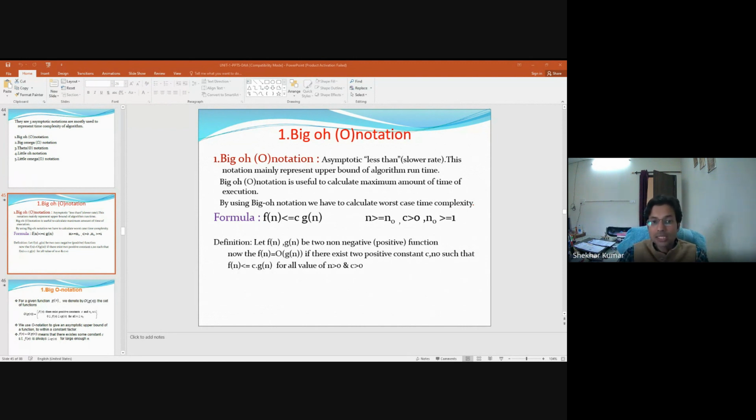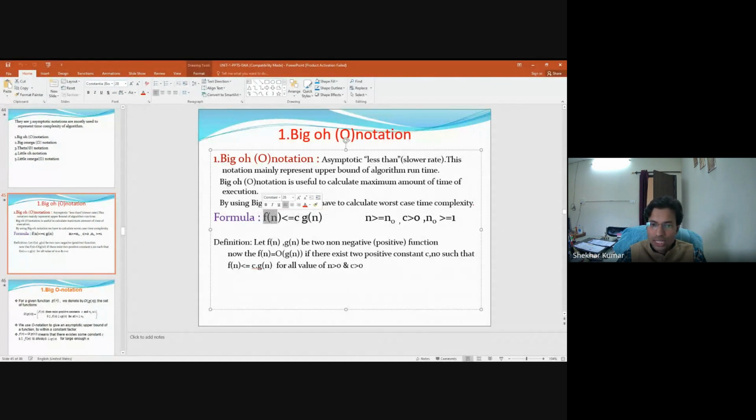Generally it is represented as f(n) equals order of g(n), or big O of g(n). This means that at larger values of n, when we increase the size of n, the upper bound will also increase. This is called your big O notation. This notation mainly represents the upper bound of an algorithm. The formula is f(n) is less than or equal to c of g(n). f(n) will be called big O of g(n) if f(n) is less than or equal to c of g(n), where c is always a constant.